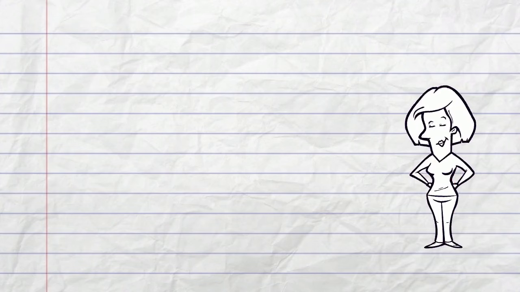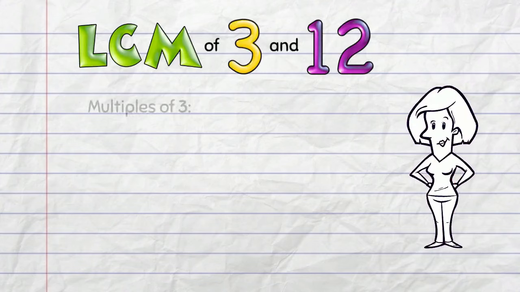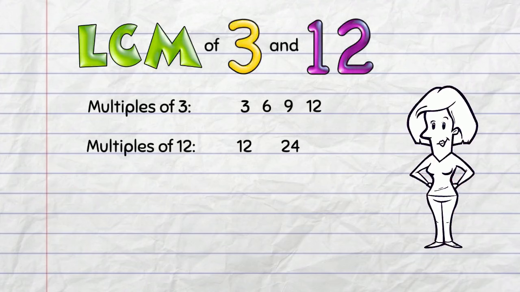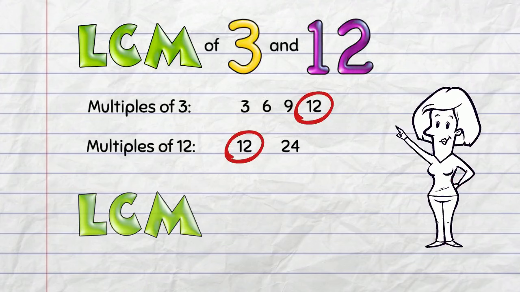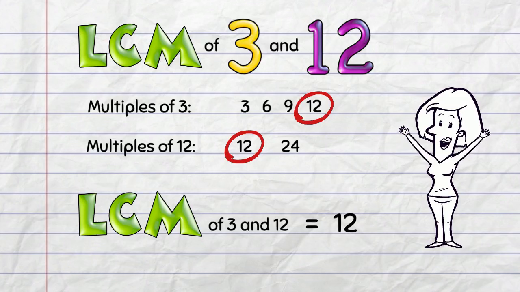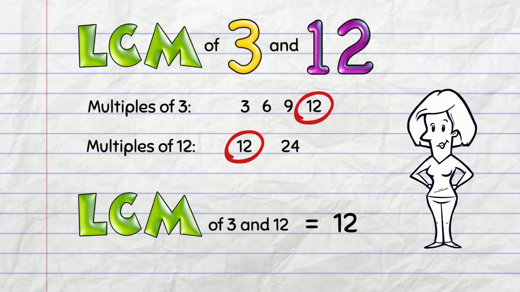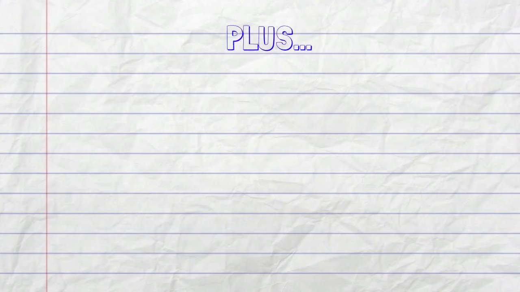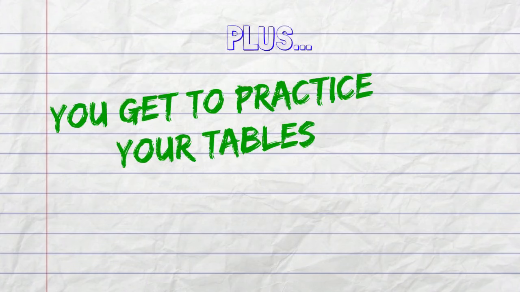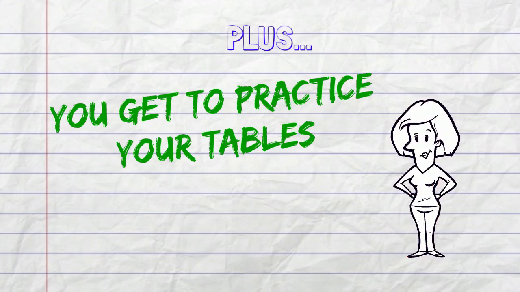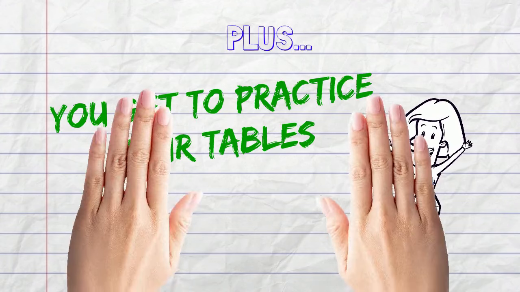The nice thing about this method is that you keep a note of the multiples as you go, so you have proof of the LCM because you can see it on the page. That's great for revision, and teachers love this method because it's so clear. Plus, you get to practice your tables and see the pattern of repeated addition on the page. Basically, it's great for your math muscles.